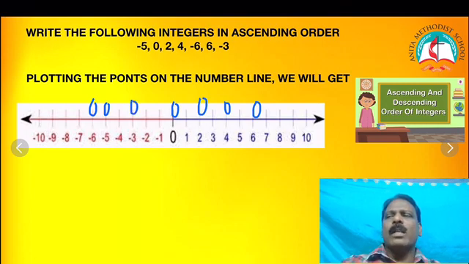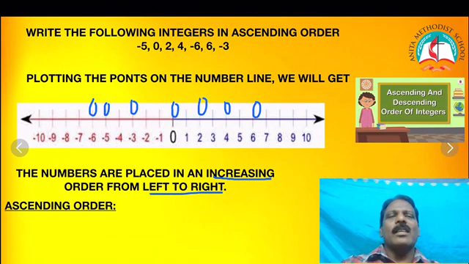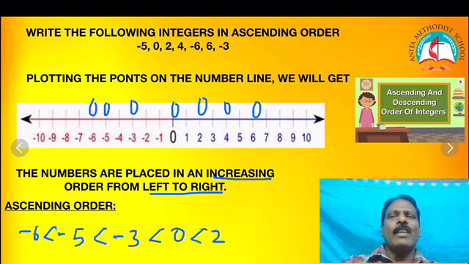So the numbers are placed in increasing order from left to right. So ascending order, first the small value -6, less than -5, less than -3, less than 0, less than 2, less than 4, less than 6. Understood children? So -6 is the smallest value, the biggest value is +6. Okay children?